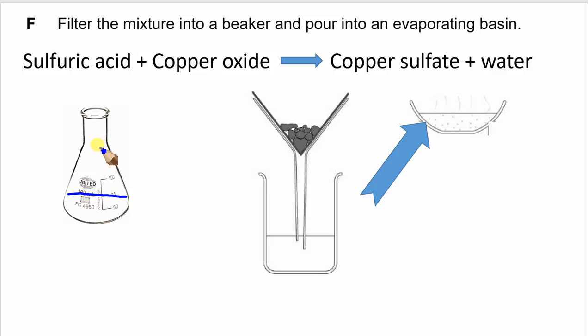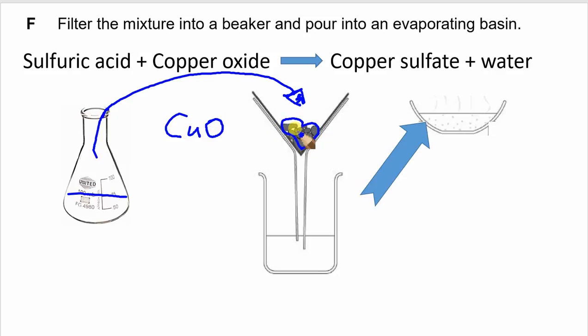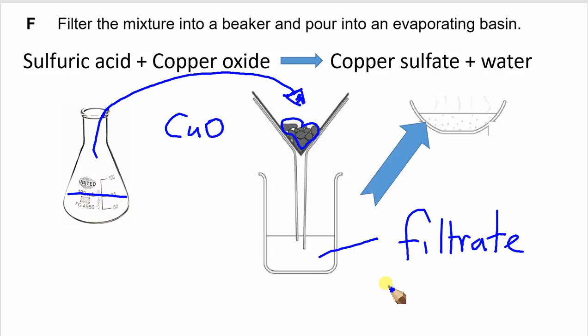So I'm going to have my product filtered. So it needs to pass through the filter paper. And what I'm going to find here is obviously my copper oxide. My insoluble base hasn't dissolved into the solution, so that's collected in the filter paper, and then we have our filtrate coming through, which is obviously our copper sulfate and water. So the filtrate is now transferred to our evaporating basin.